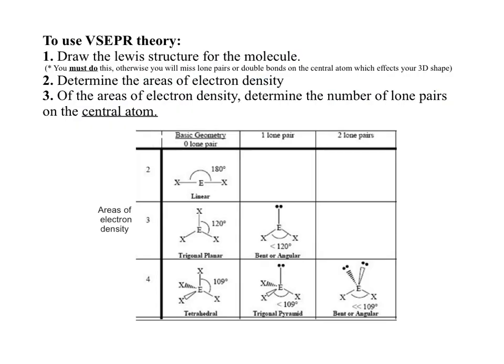So in order to use this VSEPR theory, to figure out the shapes and how electrons are pushing away, the first thing you have to do is draw your Lewis structure. You have to draw your Lewis structure. You don't have an option. Otherwise, you're going to miss lone pairs. You're going to miss double bonds. You're going to miss single bonds. You're not going to be able to figure out the areas of electron density, all of that good stuff. So you have to be able to draw the Lewis structures for your molecules.